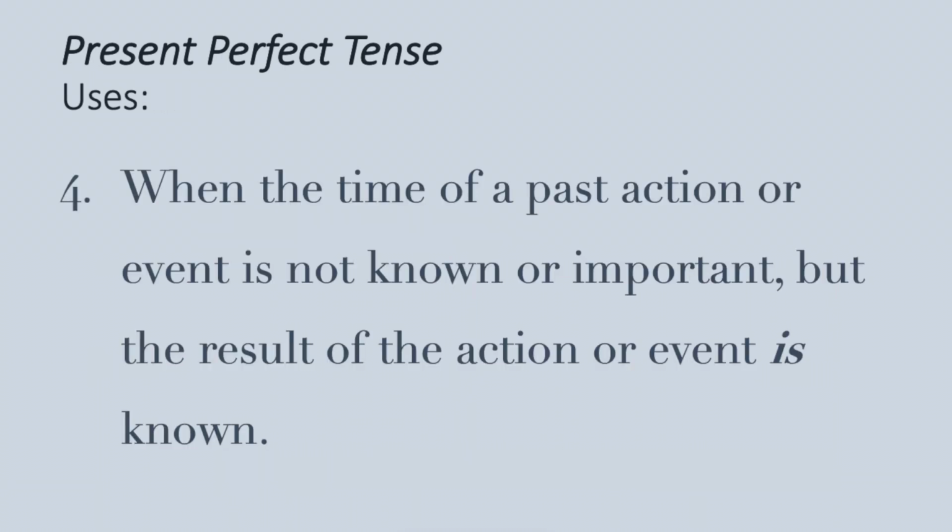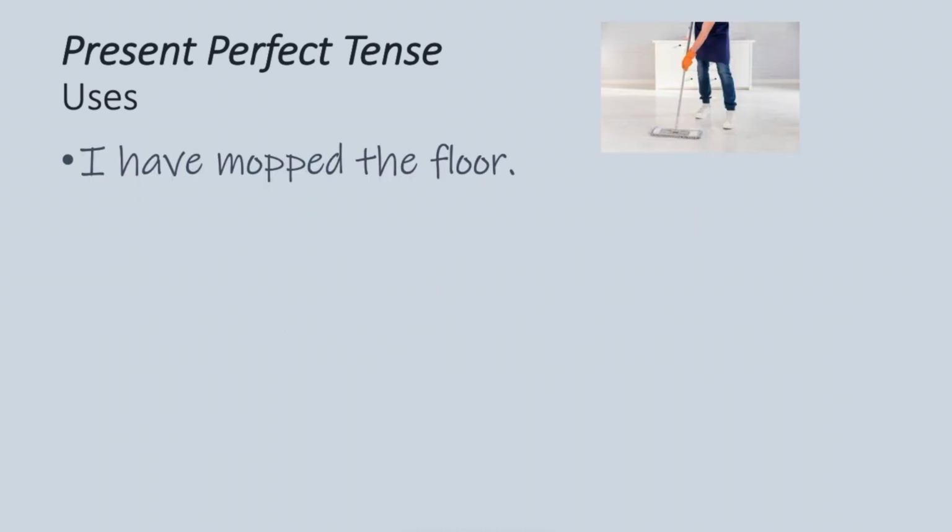Finally, we use the present perfect when the time of a past action or event is not known or important, but the result of the action or event is known and it's important. The timeline will look just like the last two timelines, and they both look just like the simple past. Here are some examples. I have mopped the floor. I'm not saying when I mopped the floor. It doesn't matter when I did. What I'm telling you is that the floor is clean. I may be telling you this because the floor is still wet and I don't want you to walk on it until it dries.